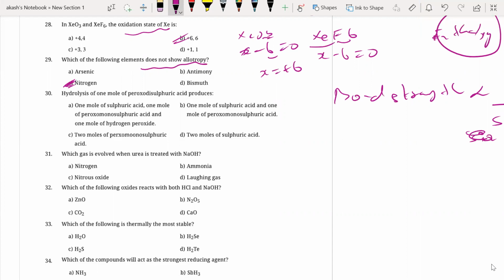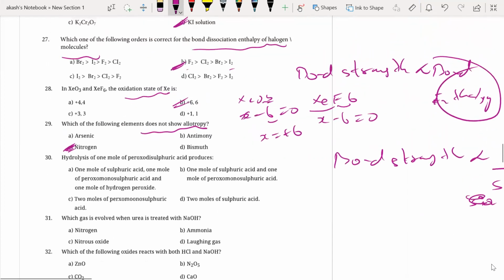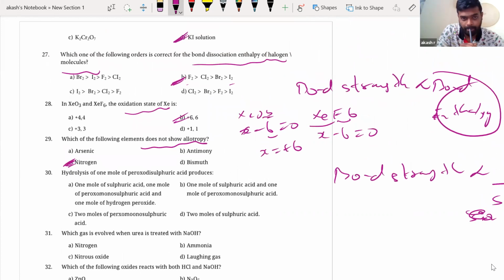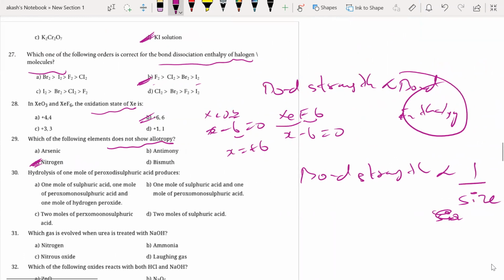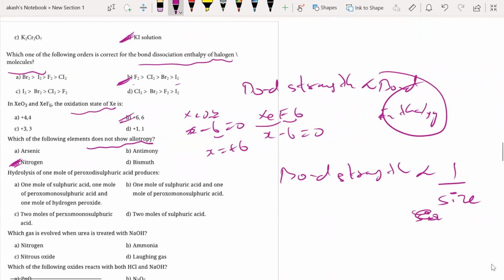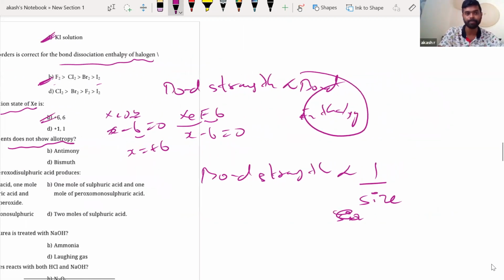For the 27th question, is the answer D, sir? D: Cl2, Br2, F2, and I2. Okay, does it make sense, sir? Yes, because fluorine is very small in size and it's the most electronegative atom, sir. So therefore, the bond will break, no, sir?